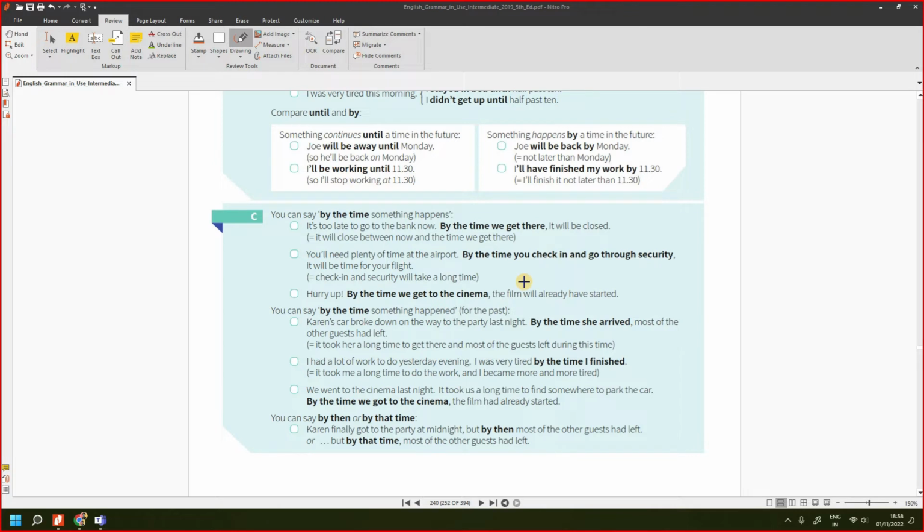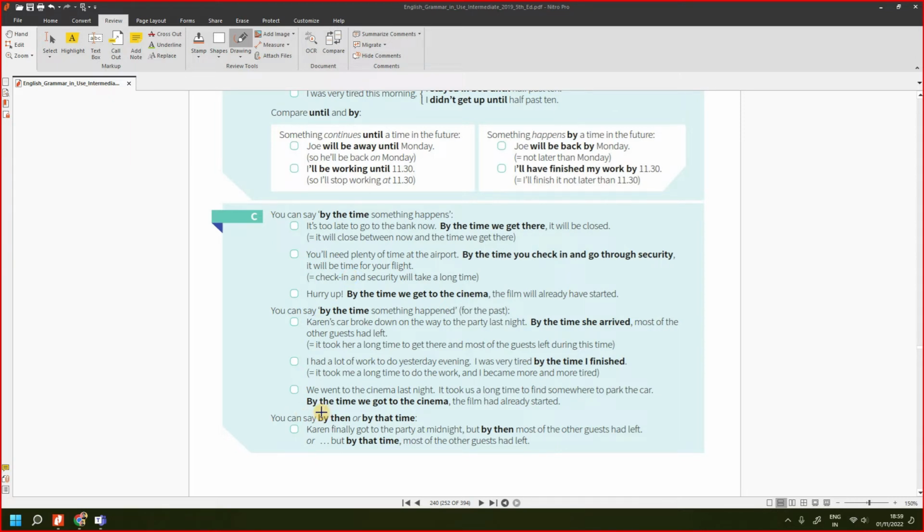Okay, and mostly this is like negative. Okay, by the time we get to the cinema, the film will already have started. See, nobody wants to be in the theater late. Okay, they want to see the film right from the beginning, right? So that means whenever you're saying by the time, you're going to talk about the opposite thing. Okay, the opposite result that you have to understand. This is one way that we can use by the time.